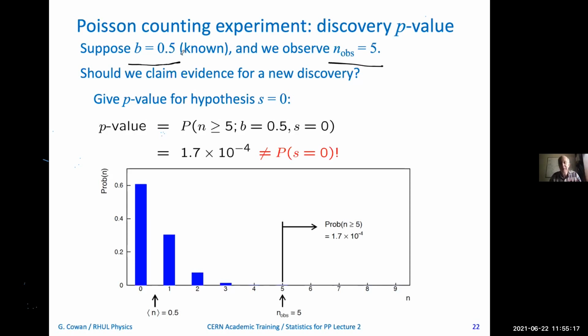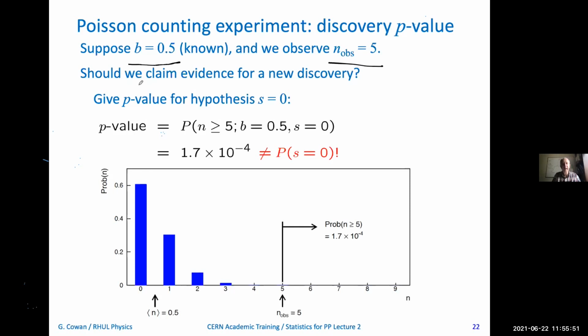So do you run off and write a paper where you claim discovery? And if so, how do you quantify the level of significance of this excess? So what you do is you give the p-value of the hypothesis that s is equal to 0. And so we then have to ask, what is the region of data space that is equal or less compatible with our observation under the assumption of s equals 0? Well, the alternative to s equals 0 in this game is some large value of s.